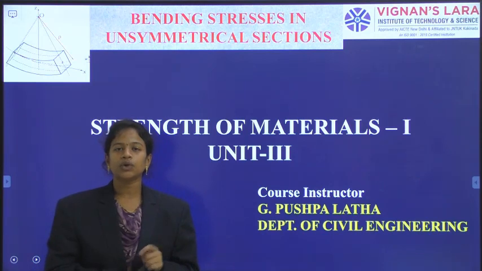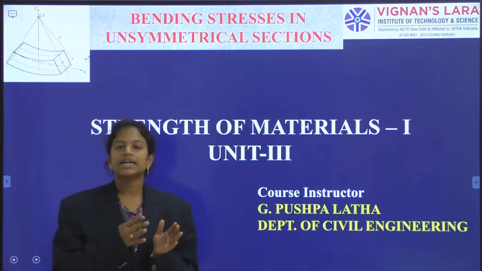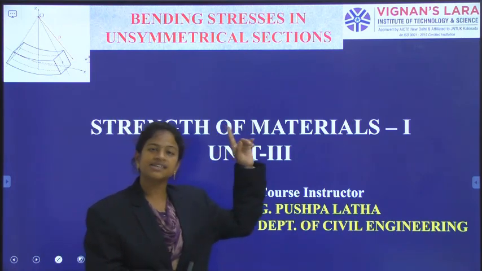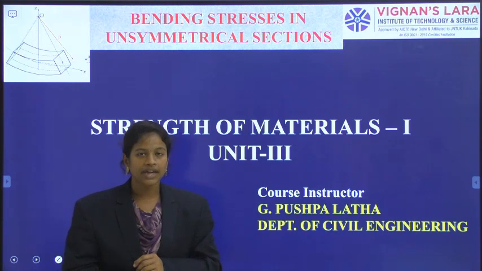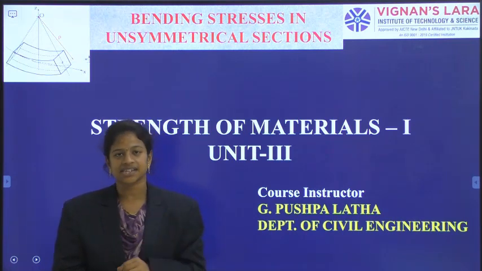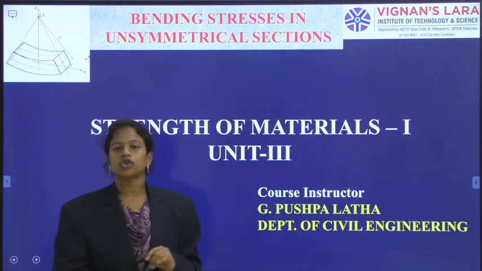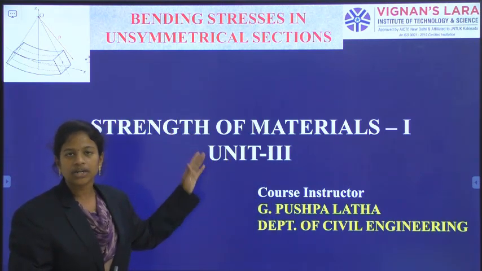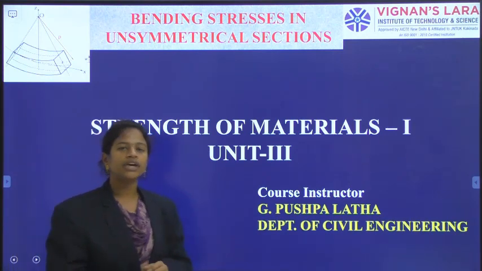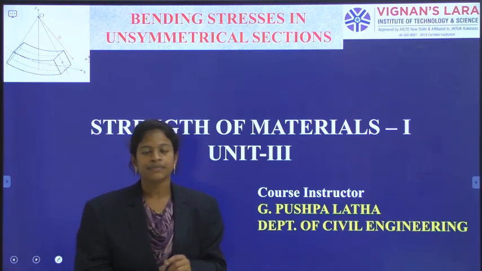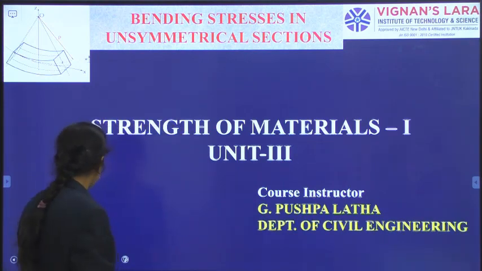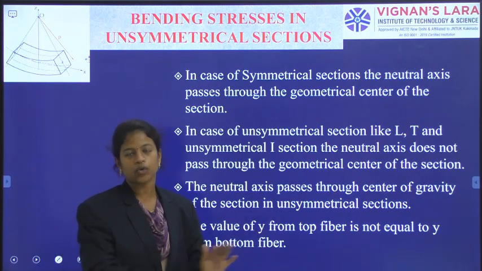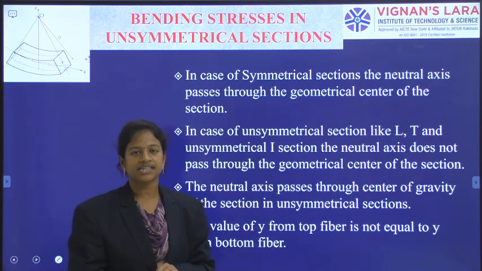And then we went into unsymmetrical sections. Those unsymmetrical sections will have different bending stresses at the top as well as at the bottom. Then we did an unsymmetrical I section. Even though it is an I, it is not symmetrical with respect to the horizontal, so the segment above and the segment below are not symmetrical. Now we are going into some more unsymmetrical sections. As we have already given examples, I am simply going into what an unsymmetrical section is, and then we will go into the numerical on bending stress in unsymmetrical sections.